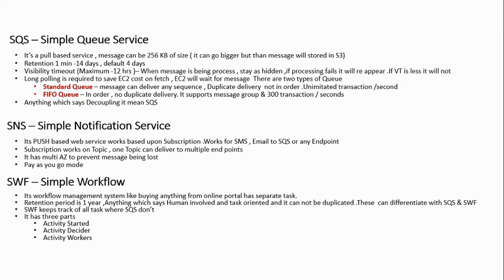You need to do long polling because the number of times EC2 will poll, they would be charged. So if you ask the EC2 instance to go there, wait for some time, long polling, and once the message comes back, then your charges would be reduced and your failure chances would also be less. So understand this: anything they discuss about decoupling your architecture, decoupling your application, you go for SQS.